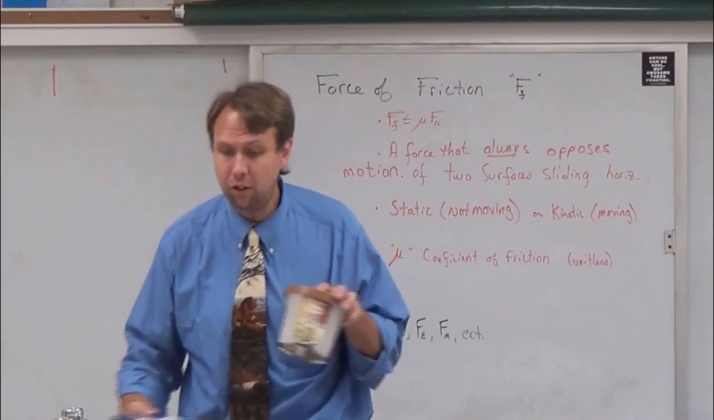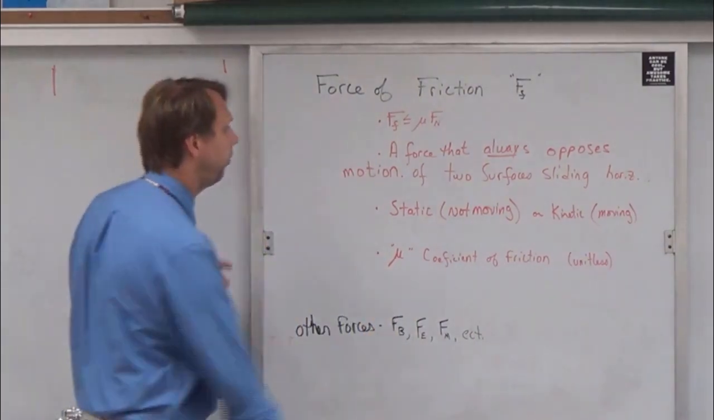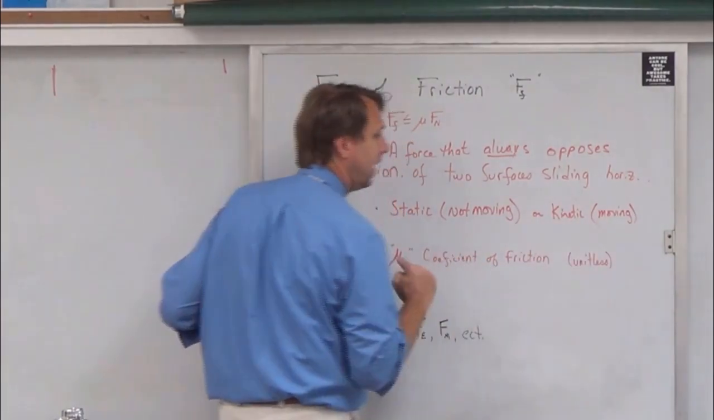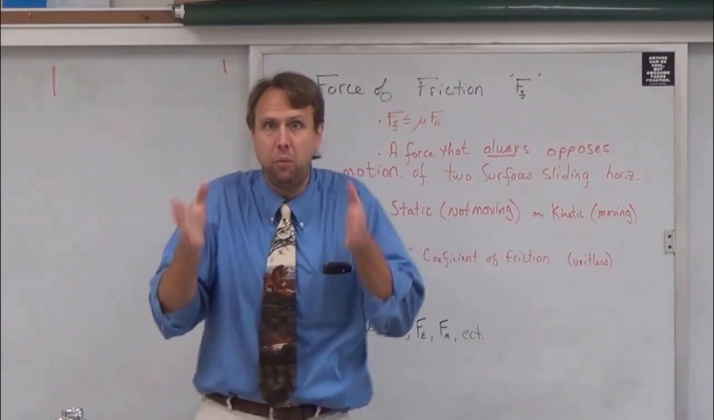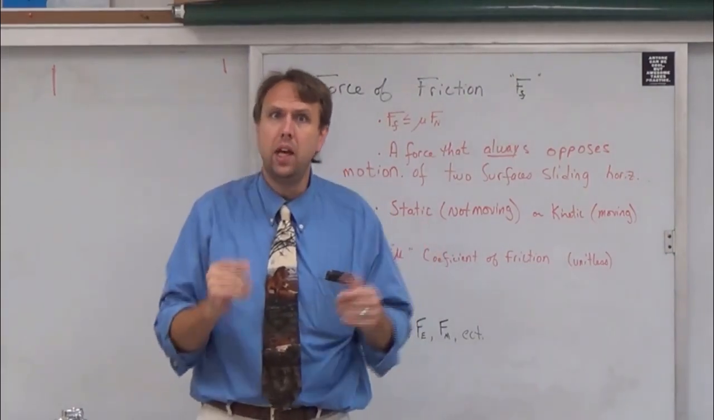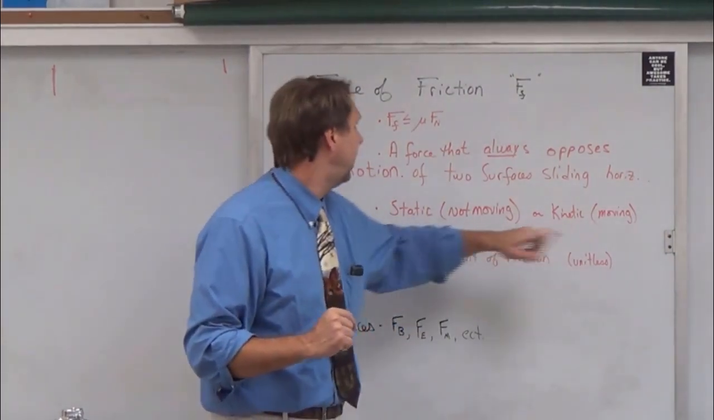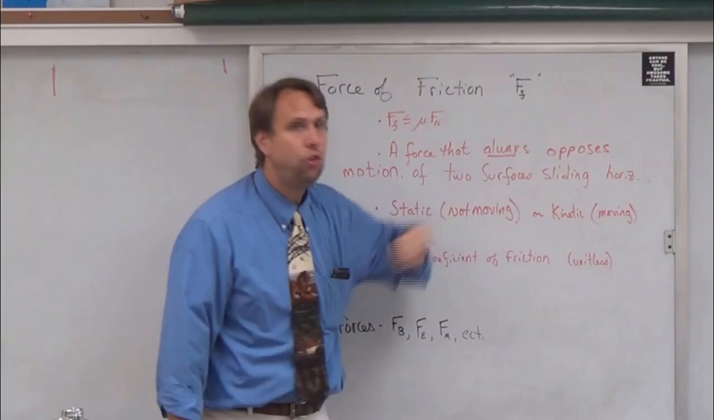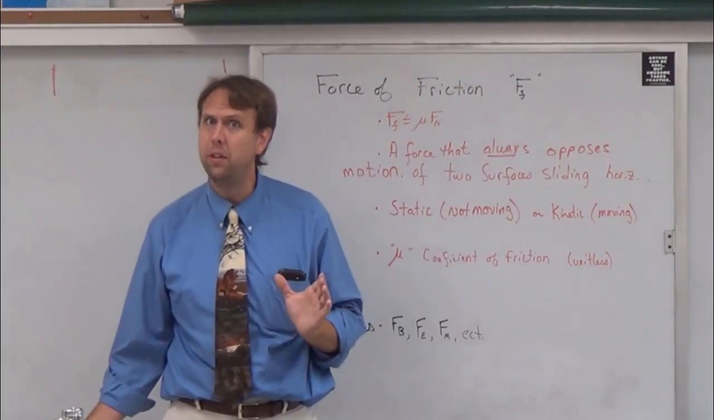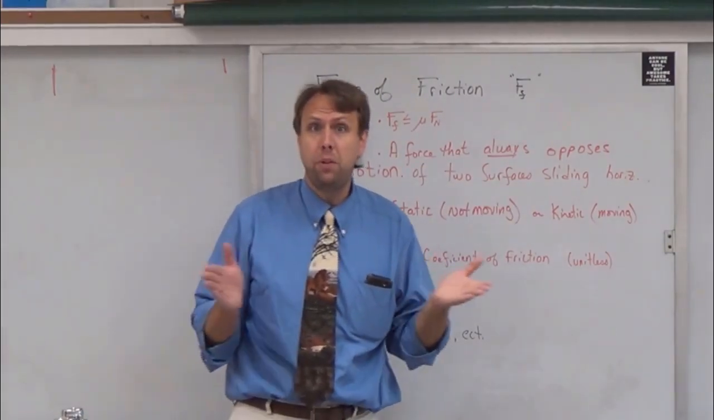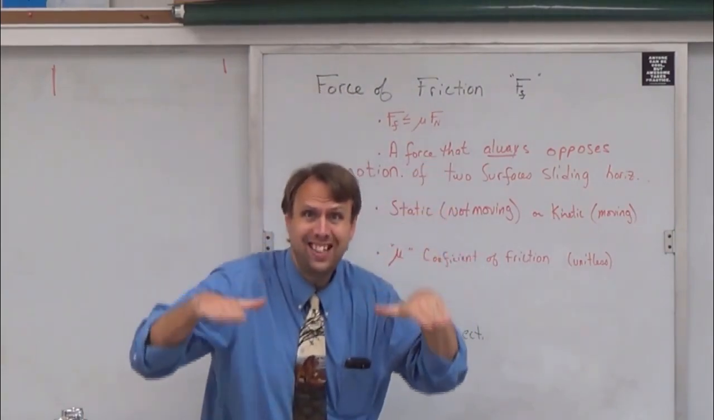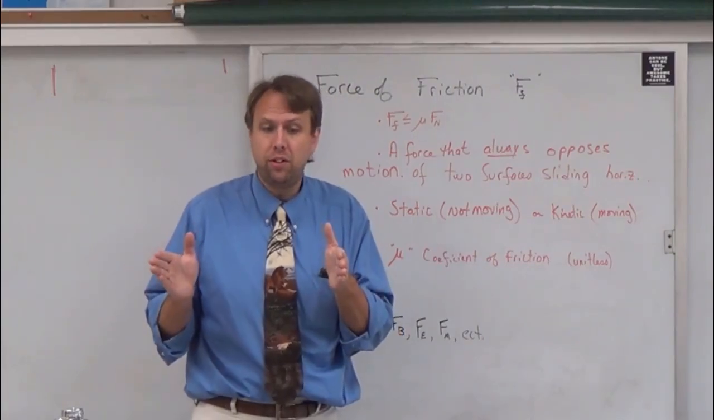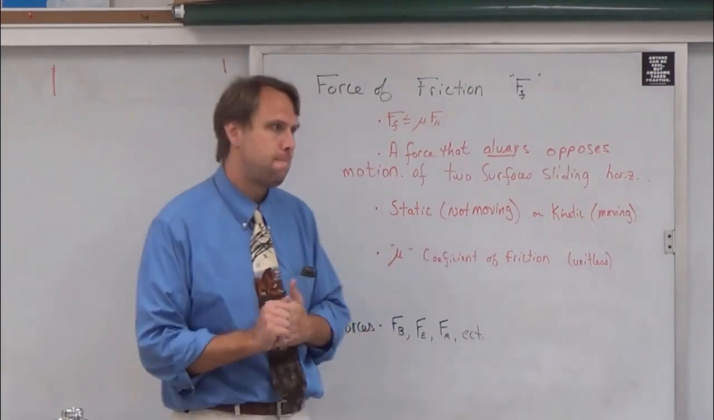Why does it get slightly smaller? Because you're going from a static situation into a kinetic situation. Static from not moving, kinetic into moving. And when you switch from static to kinetic, you have to use a slightly different mu. And the kinetic mu's are smaller than the static ones. So once you start something moving, friction actually gets less, and it takes less force to resist the motion once it is moving. Okay?